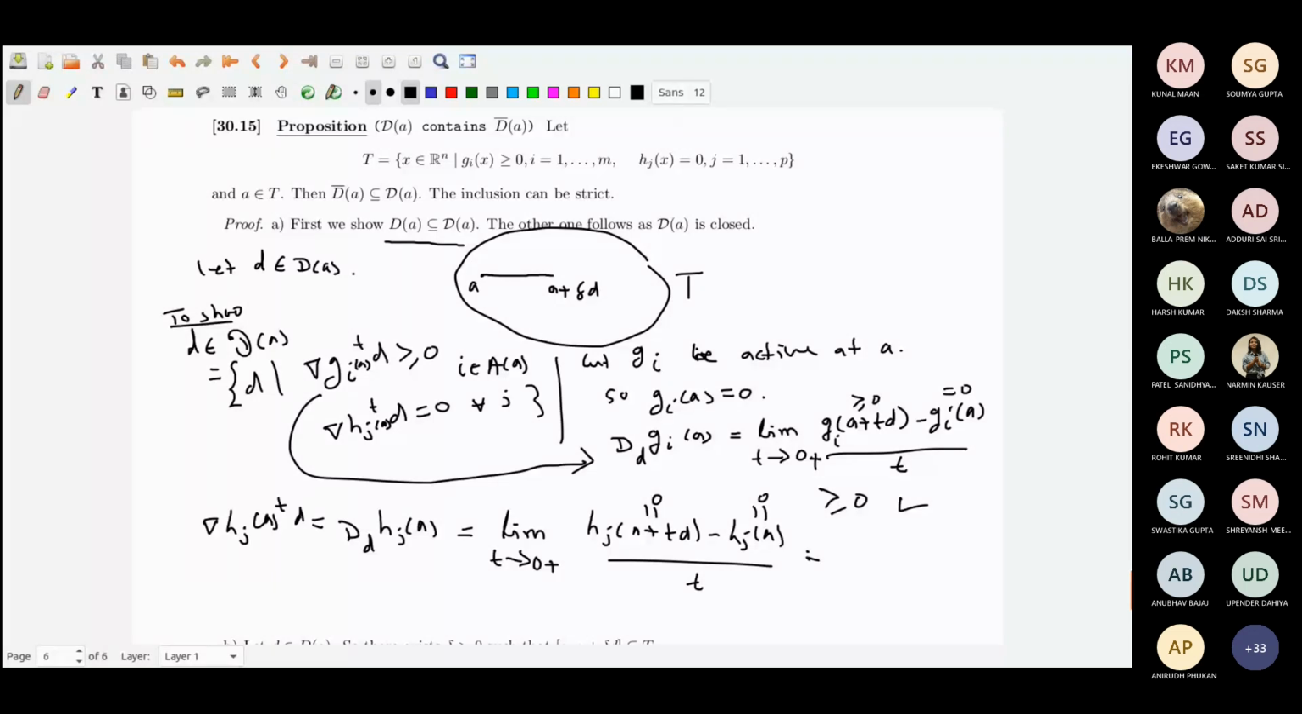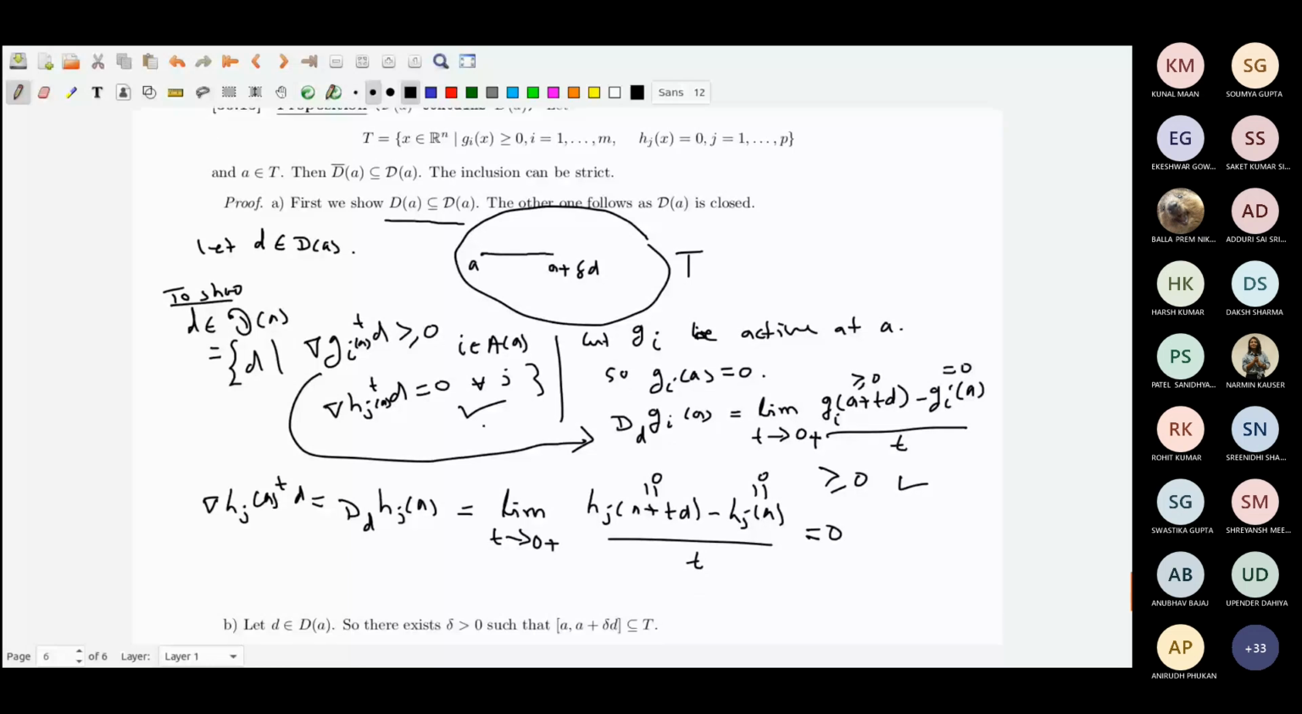So it shows that if I take any D from the feasible directions, then it belongs to the linearizing cone. Okay, so that is it.